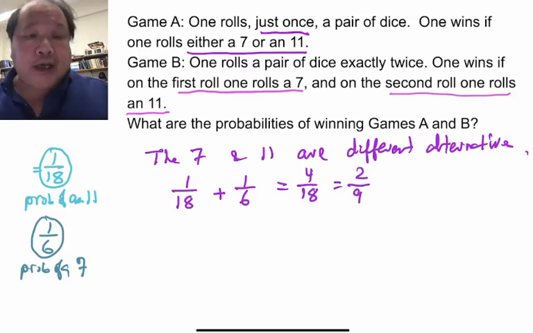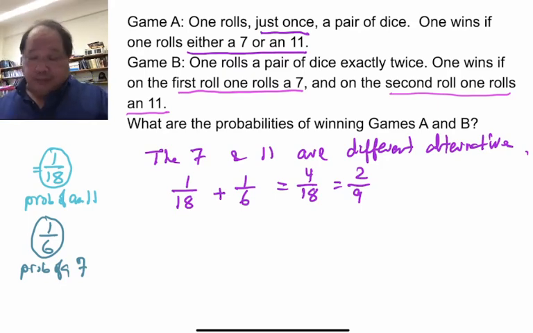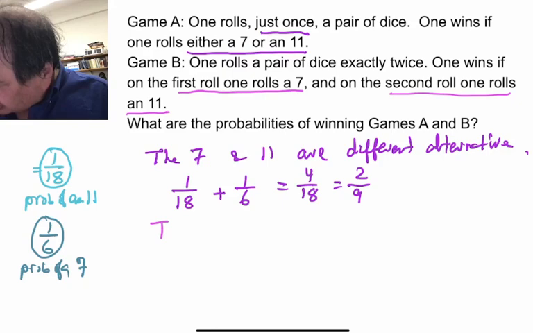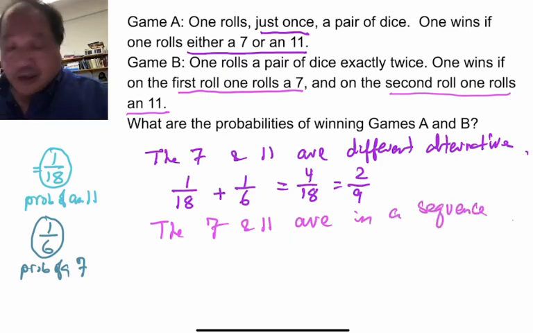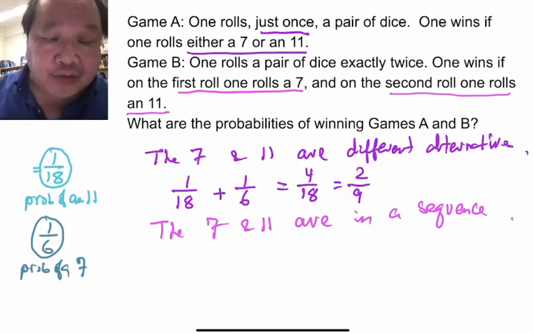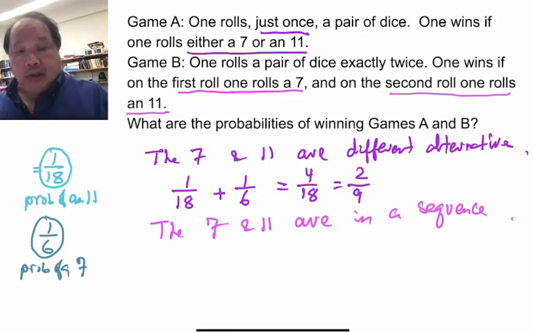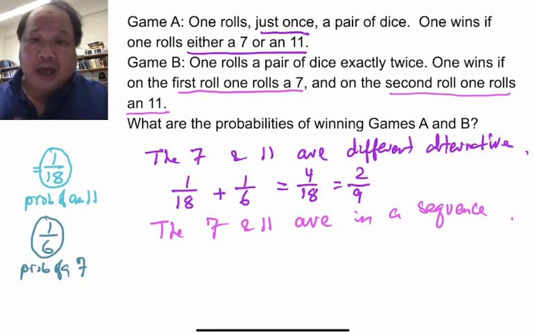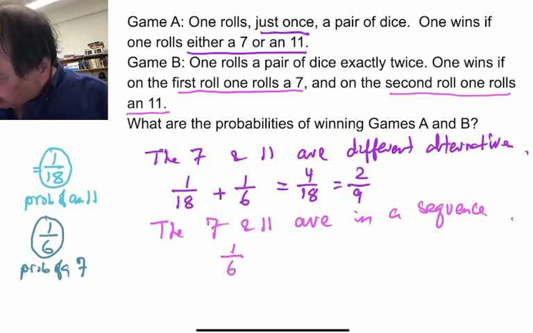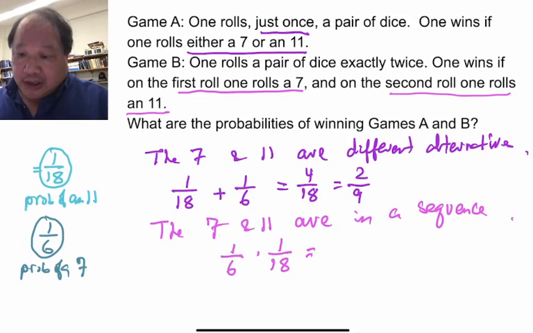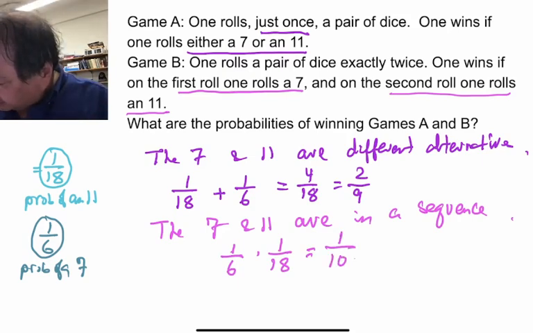Please pause the video and now try your hand at game B. So in game B, the 7 and the 11 are in a sequence. You have to first do the first thing, the 7, and then second do the 11, in that sequence. And when it's sequences in probabilities, instead of adding, you multiply. So it's going to be 1/6 times 1/18, which is a pretty tiny number, 1 out of 108.